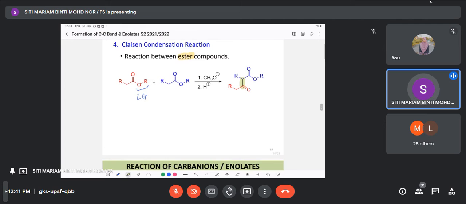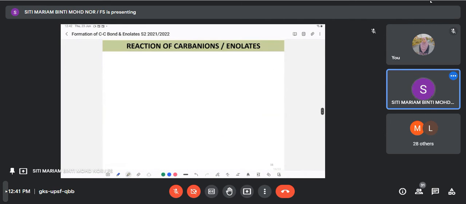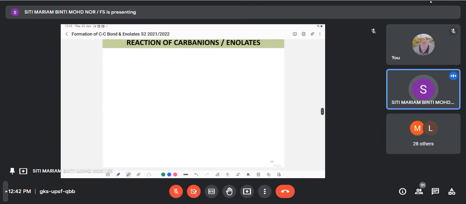You have this empty space in that slide, so it is your job to write the mechanism. Maybe I can give the equation for you to write the mechanism. This is your task. Let's say I react this ester, first step NaOCH3, and then second step is H plus acid, HCl. Your job is to write the mechanism.